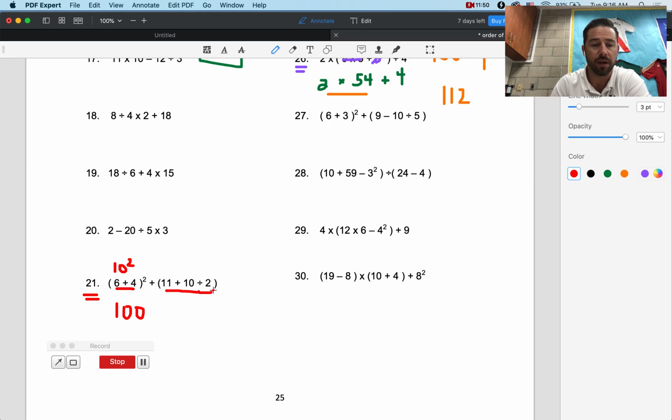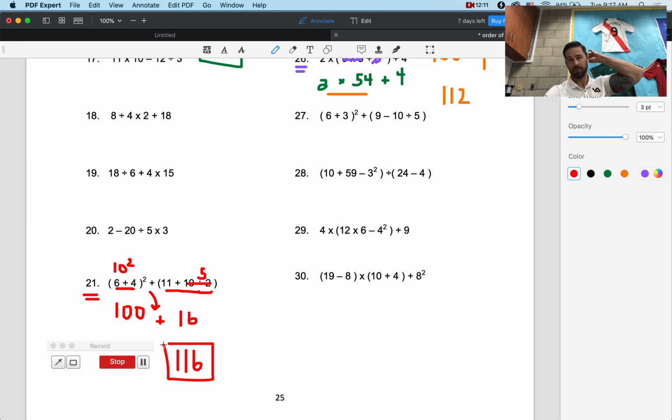Now let's come over here. We're going to do division before we do addition. So 10 divided by 2 is 5. And 11 plus 5 is 16. And drop this sign down. 100 plus 16 is 116. Boom.